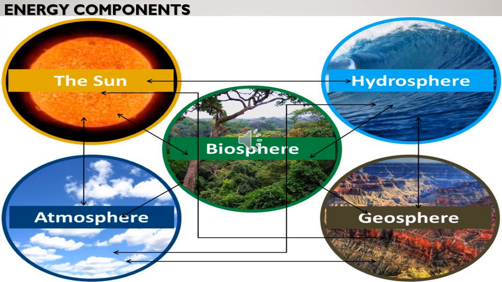Then the third component of the ecosystem, the energy component. All organisms in the biosphere use energy, directly or indirectly, to work and convert one form of energy into another. The sun is the ultimate source of energy for the biosphere as a whole.